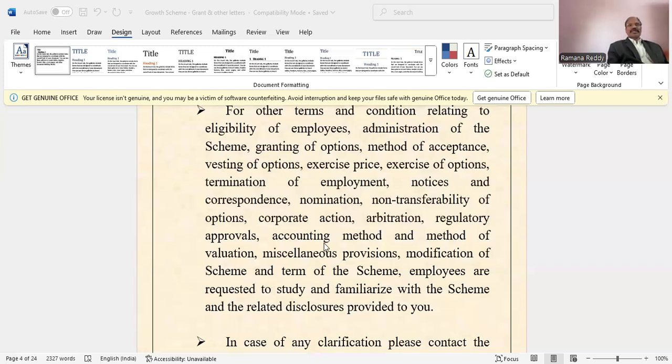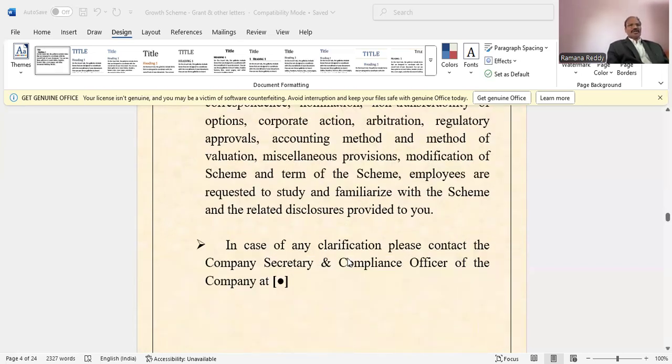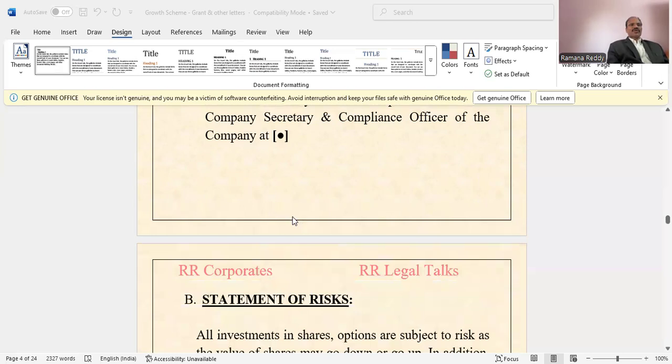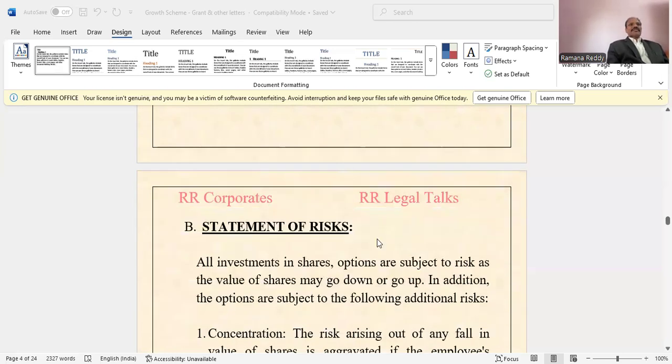The entire scheme will be supplied to the employee along with the grant letter, so you can go through it and familiarize yourself with all these terminologies. In case of any clarification, please contact the concerned officer; the phone number will be given. And the statement of risks: as per the regulations, we should mention the statement of risk in the grant letter.